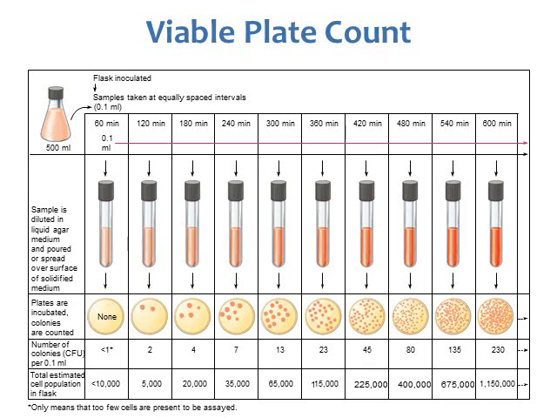So at 60 minutes we had no colonies. At 120 minutes, so 2 hours, we had 2 colonies. At 3 hours we had 4 colonies, and so on. So you can see that every 60 minutes the number of bacteria is doubling over time. And then you can just put this on a graph, so you put time against number of bacteria colonies, and you get this exponential growth curve.